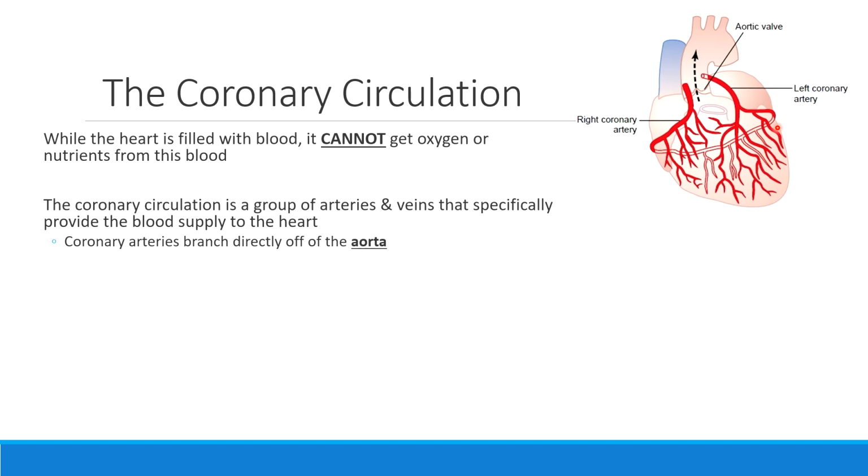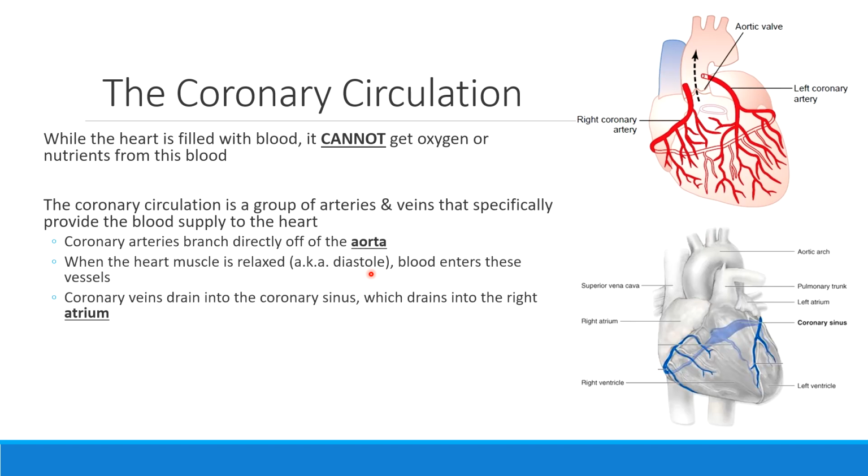And remember, we're on the outside of the heart, so we're bringing it to that muscle tissue that we see on the outside. Blood can only go into these blood vessels when the heart is relaxed. So remember, my word for relaxing is diastole. So when the heart muscle is relaxed, diastole, blood comes from the aorta into these coronary arteries and brings oxygen and nutrients to the heart tissue.